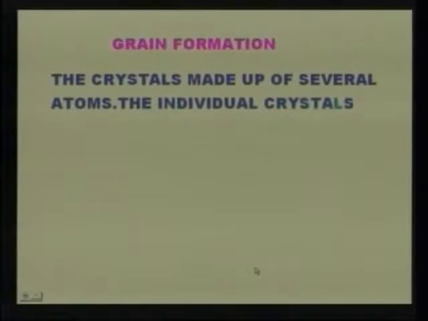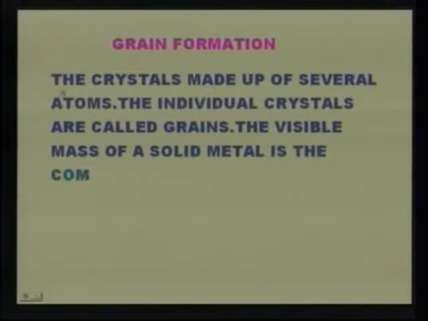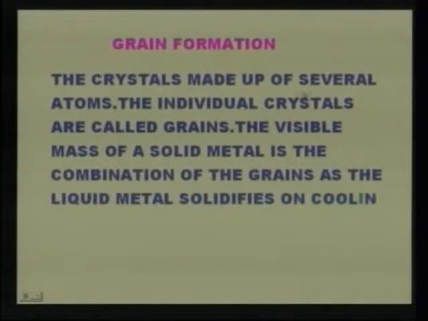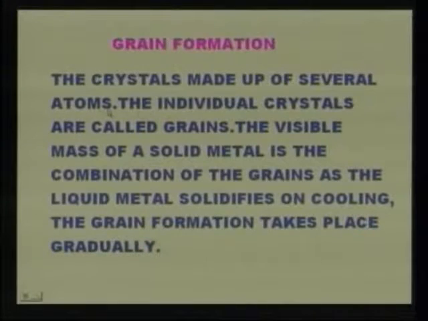Now, you see grain formation, how the grains are formed in the metallic structure. The crystals are made up of several atoms. The individual crystals are called grains. The visible mass of a solid metal is the combination of the grains as the liquid metal solidifies on cooling. The grain formation takes place gradually.